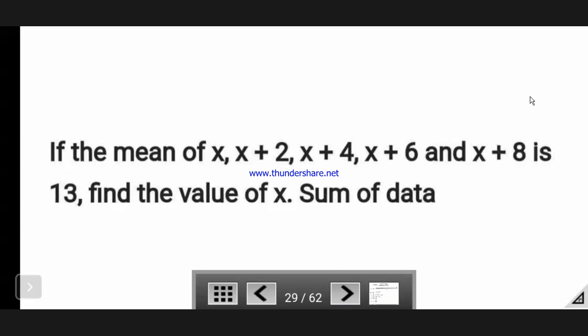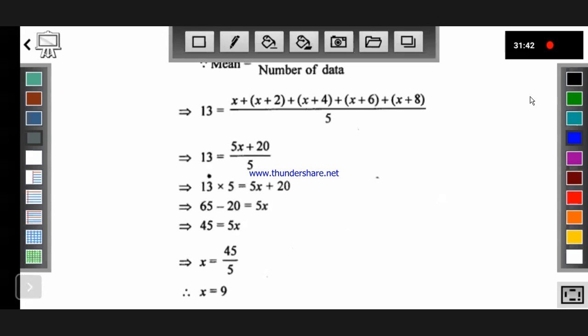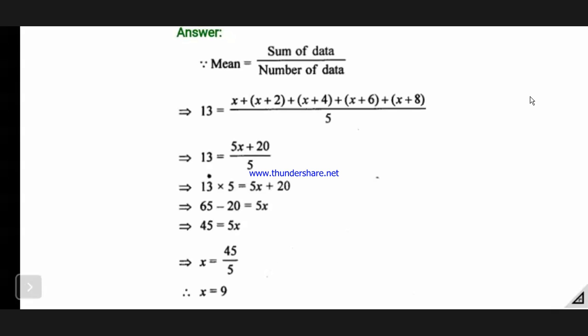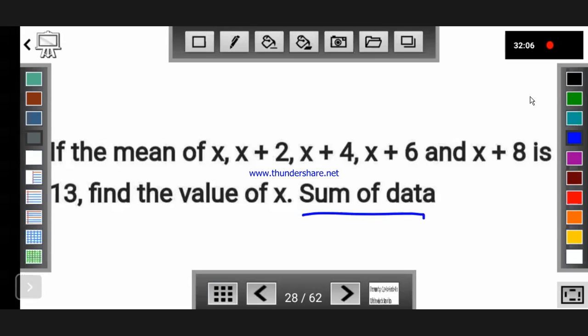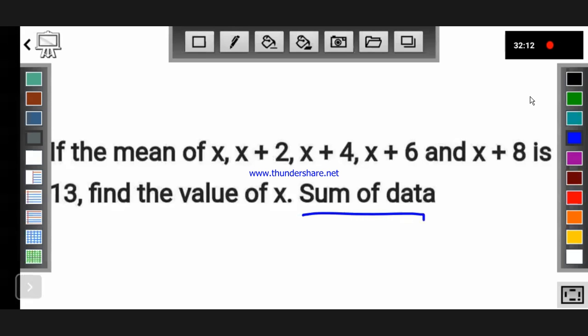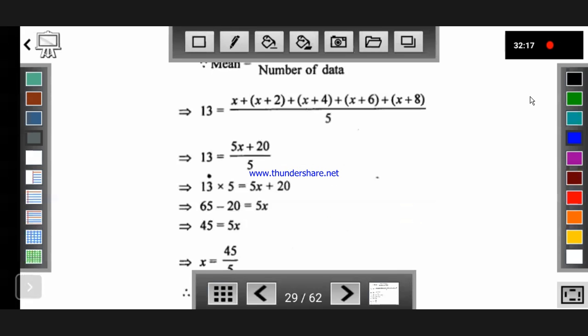Ma'am, first we have to find the mean. We have to add all the values and divide by the total number of values. What is the sum of data? They are asking us to calculate that also, no? 5x plus 20, by 5. Actually, listen, ma'am. 65 is the sum of data.